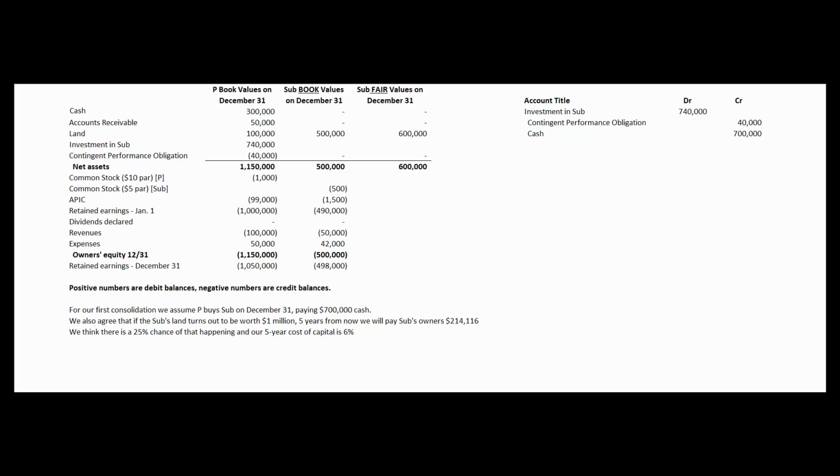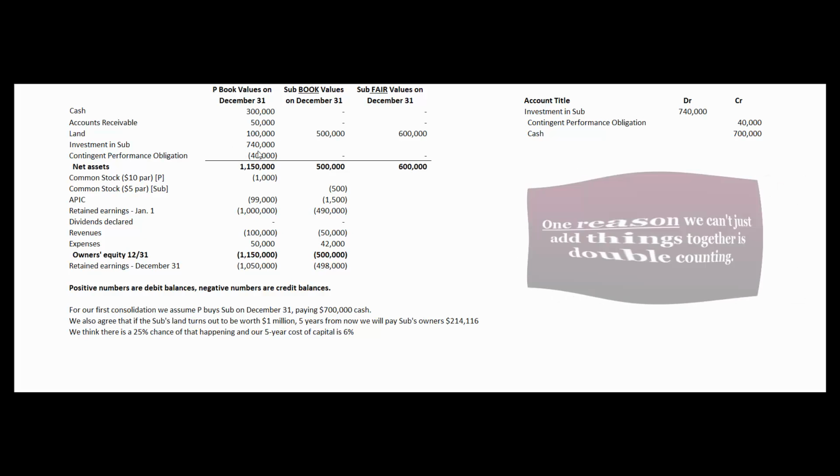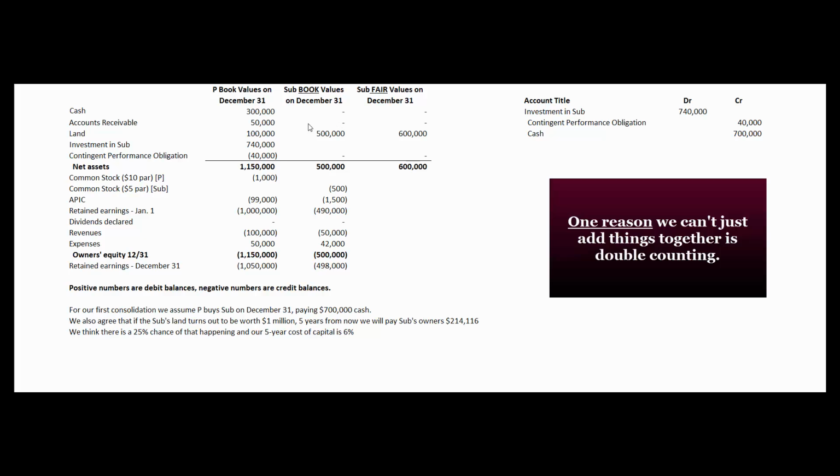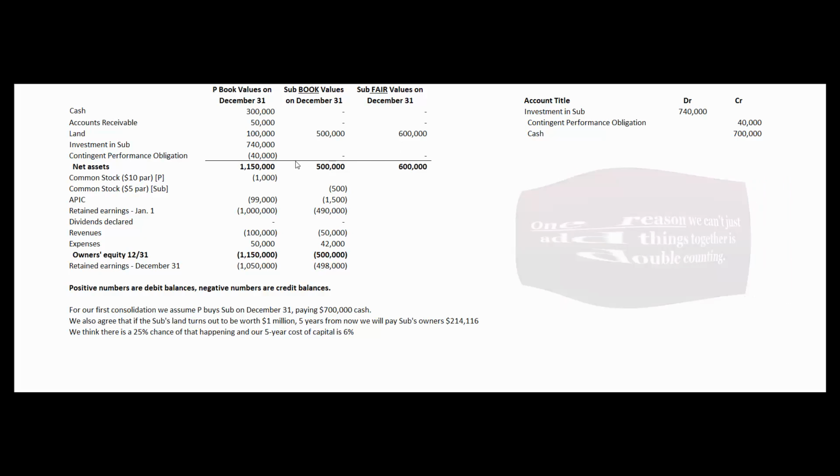And when we prepare consolidated financial statements, when we simulate these consolidated financial statements, we can't just add things together. So, for example, this investment in sub already includes the book value of that land of $500,000 plus $100,000 write-up of that land plus $140,000 worth of goodwill. So we're going to have to unpack that investment in sub before we consolidate.